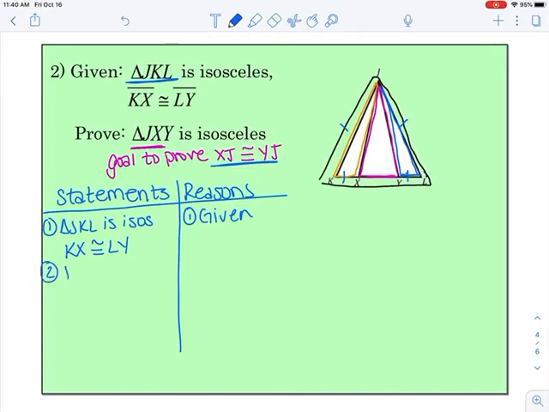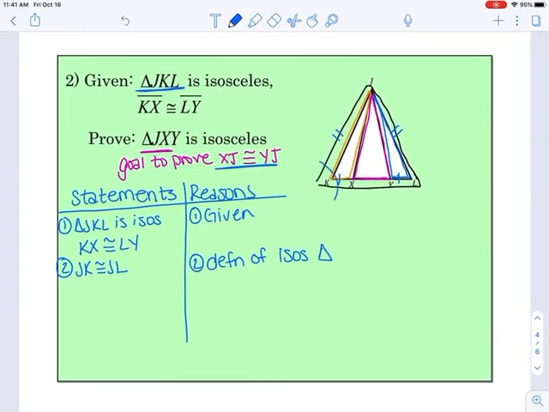So we're going to have JK is congruent to JL. And again, that's because of the definition of an isosceles triangle. Again, you have two sides that are congruent. And let me use two hash marks on those because I already used one hash mark on the bottom. Okay, now that I know that those two sides are congruent, though, I can also tell you that angle K and angle L are going to be congruent.